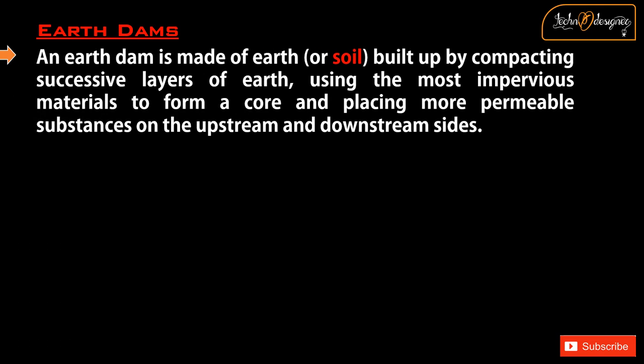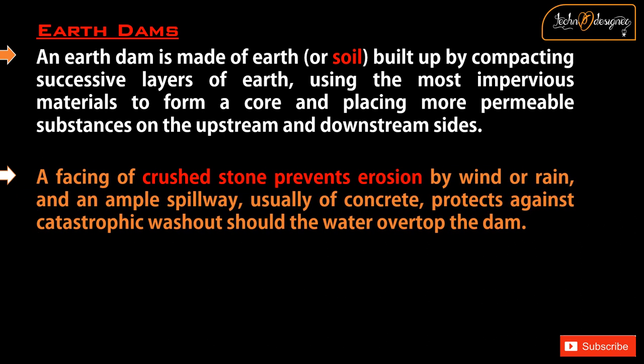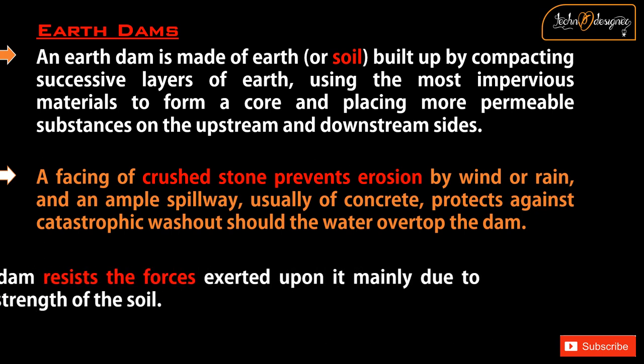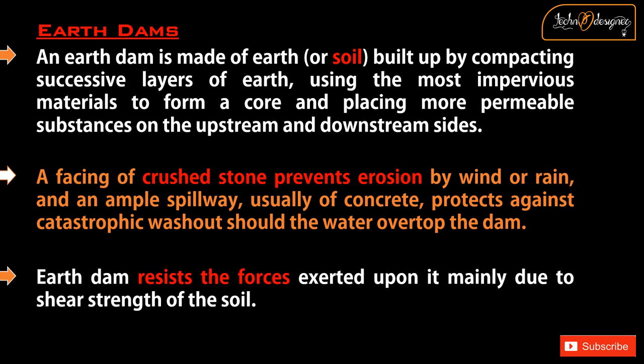Earth dams. An earth dam is made of earth, or soil, built up by compacting successive layers of earth, using the most impervious materials to form a core and placing more permeable substances on the upstream and downstream sides. A facing of crushed stone prevents erosion by wind or rain, and an ample spillway, usually of concrete, protects against catastrophic washout should the water overtop the dam. An earth dam resists the forces exerted upon it mainly due to the sheer strength of the soil.